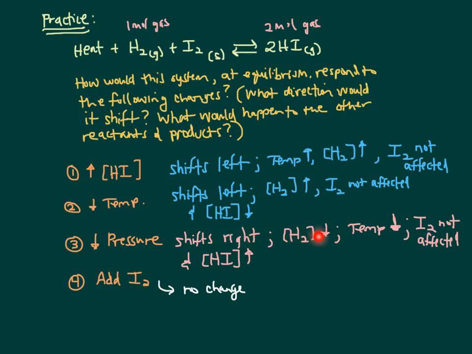Our H2 would decrease. Our I2, of course, would remain unaffected. Our temperature would actually decrease because we're speeding up that reverse reaction. And our HI concentration would increase. So what if we added some more I2 to the system? Well, since it's a solid and adding more of it wouldn't change its concentration, you would see no change in the equilibrium of this system.